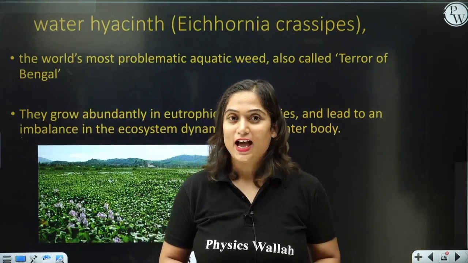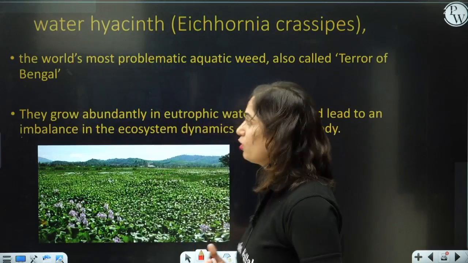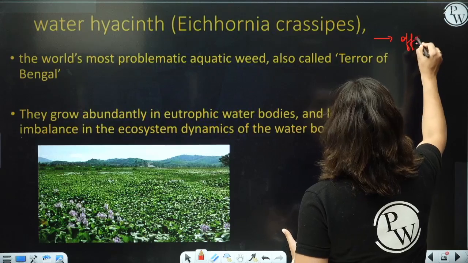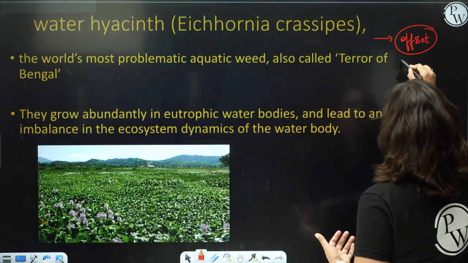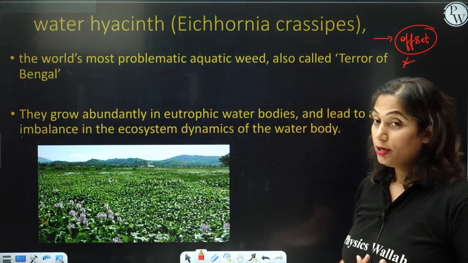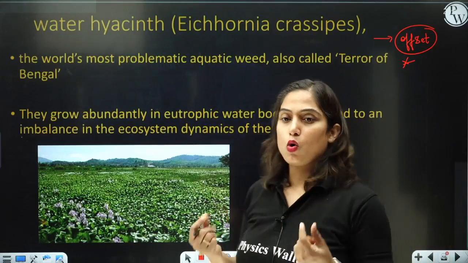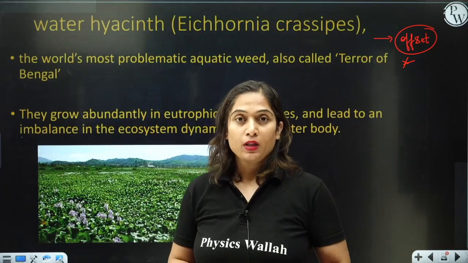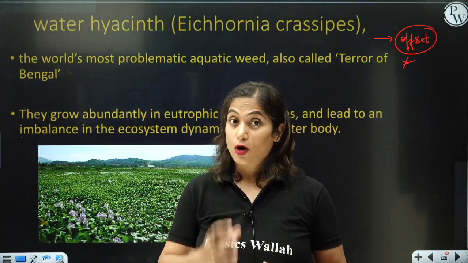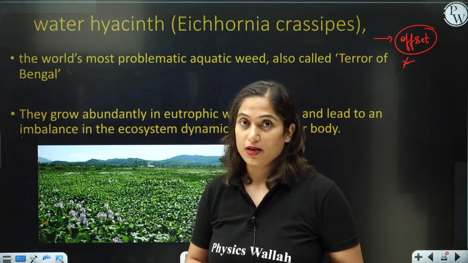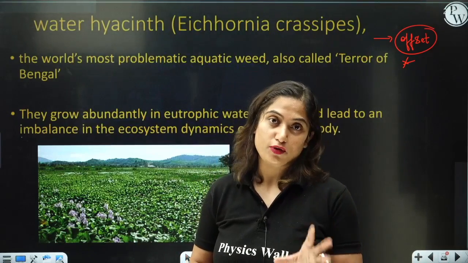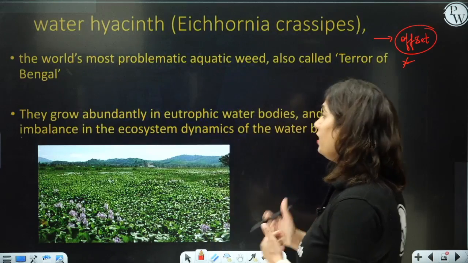And I have told you this in morphology, that it grows with the help of offset. Offset is a means of vegetative propagation. Remember, it grows very rapidly in the water body with the help of offset and covers the entire lake, and it is found in stagnant fresh water. I have told you this in reproduction in organisms, that it is found in stagnant fresh water, right? So this is a very problematic weed.